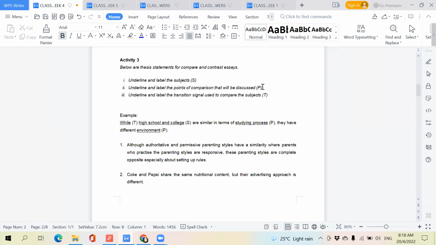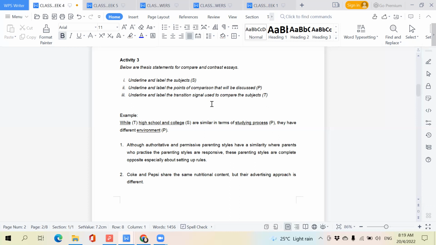Remember, you have two parts, right? Okay, part A is where you decide what your subjects are and what your points of comparison are. So you have to mention them in the thesis statement straight away. Jangan tunggu dekat body paragraph baru cakap. You can't wait until you get to the body paragraph and then state your point of comparison. You have to mention it straight away in your thesis statement. Remember.